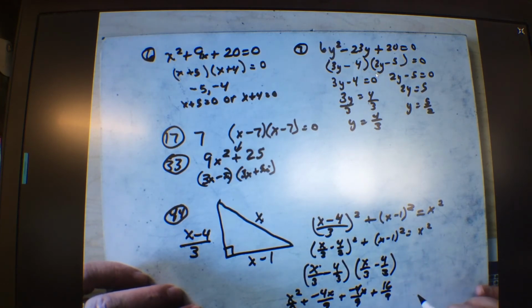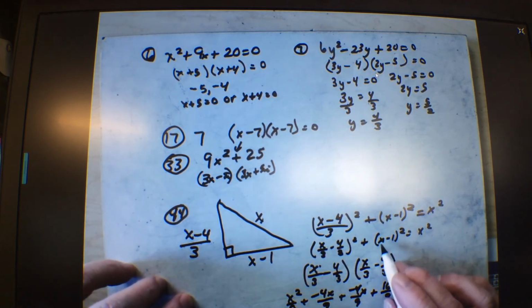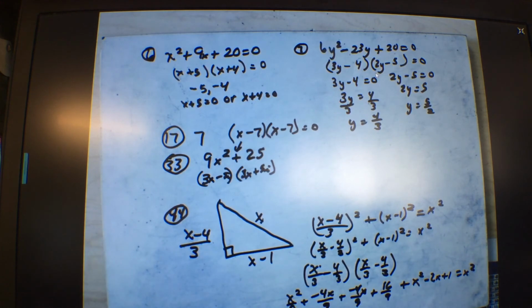The middle ones cancel? Nope, they don't. Unfortunately, they're the same sign. Can anybody FOIL this in their head? But I think it's x squared minus 2x plus 1, right? Equals x squared. Alright, now I'm going to multiply everything by 9.